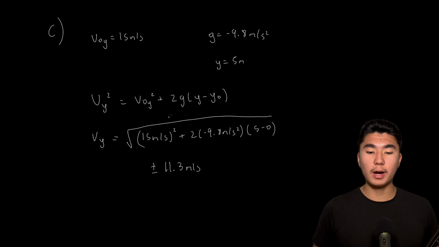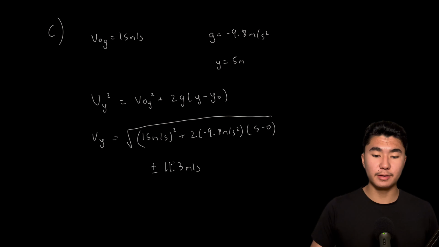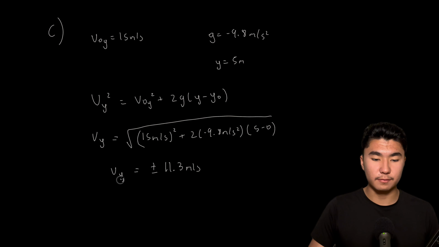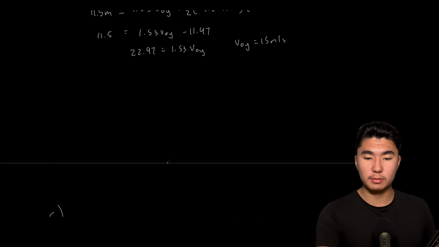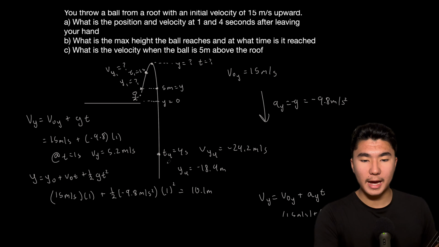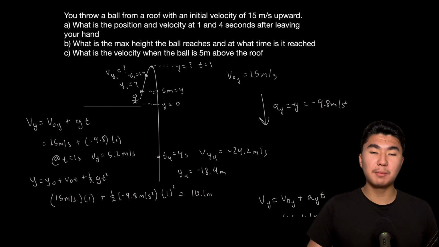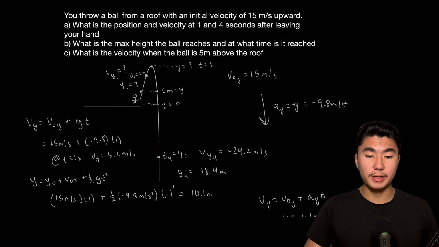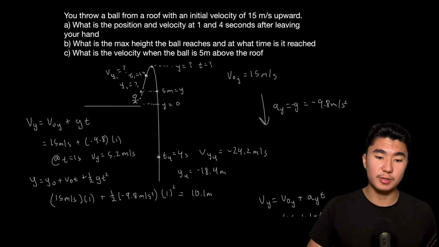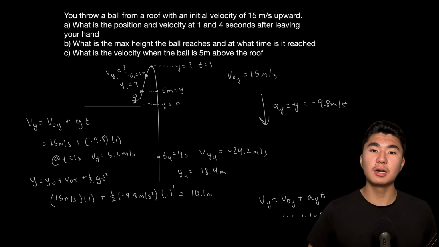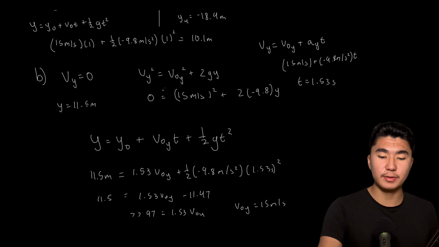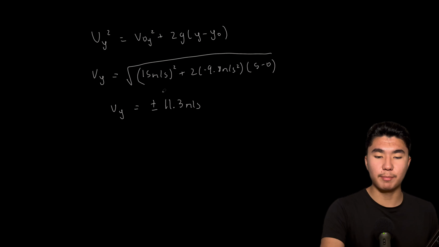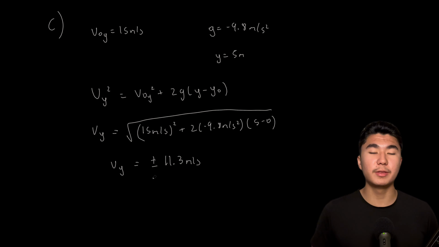Now, the reason why we have a positive and a negative velocity over here, so I'm going to make this Vy equals that, is because if we look back to our drawing over here at 5 meters right here, we touch that point twice. So we're hitting that point of our route, you could say, where our velocity over here is going to be positive 11.3 meters per second, but then when we're coming down, it's going to be negative 11.3 meters per second. So that's why we're having a positive and a negative velocity with the same value.